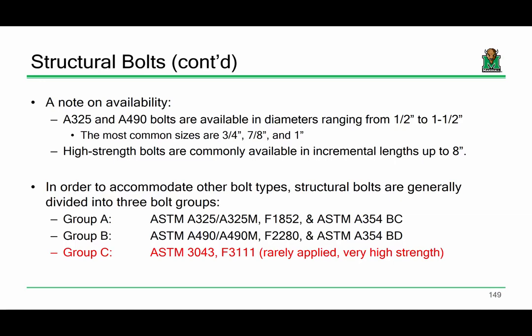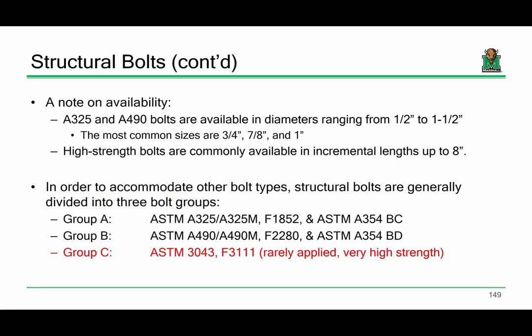So again, there is no such thing as a Group A bolt, but the manual has organized the bolts into Group A and Group B. I just want to be clear on that. There is a Group C, but they're pretty rare. They're very high strength, basically for seismic applications.